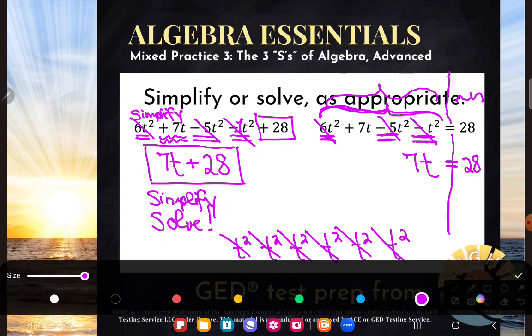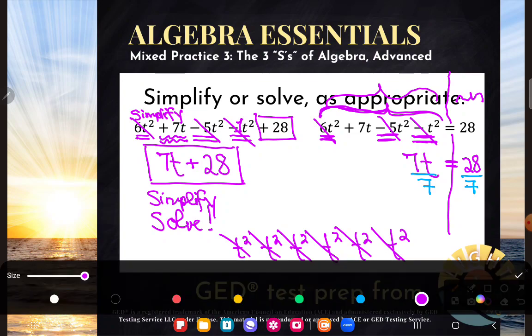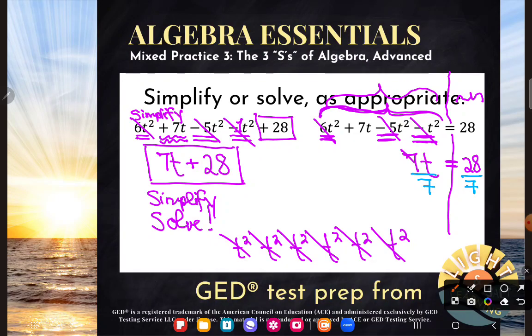So since 7 and t are multiplying, if I want to get rid of that 7, I'm going to do the opposite, divide. And I can do whatever I want to an equation, as long as I do it to both of those expressions, both sides, as we often say. And now let's see what our new equivalent equation will be. Well, multiplying and dividing by 7 cancel. t is alone, just like we wanted, and 28 divided by 7 is 4.